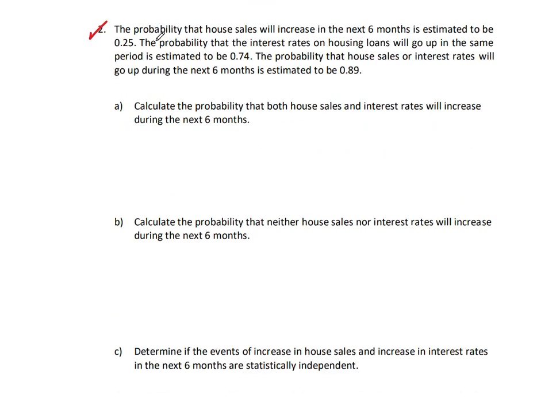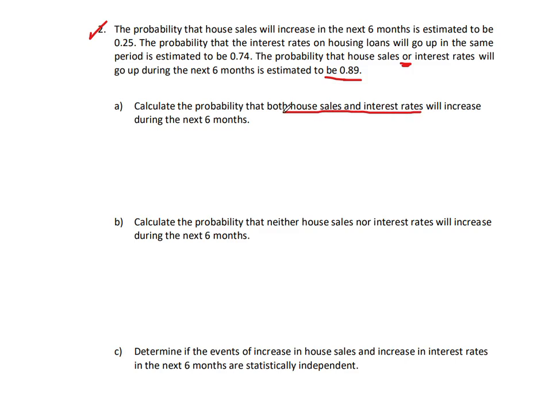So here we are told that the probability that house sales will increase in the next 6 months is estimated to be 0.25. The probability that interest rates on house loans will go up in the next period is estimated to be 0.74. And the probability that house sales or interest rates will go up in the next 6 months is 0.89. Calculate the probability that both house sales and interest rates will increase in the next 6 months.